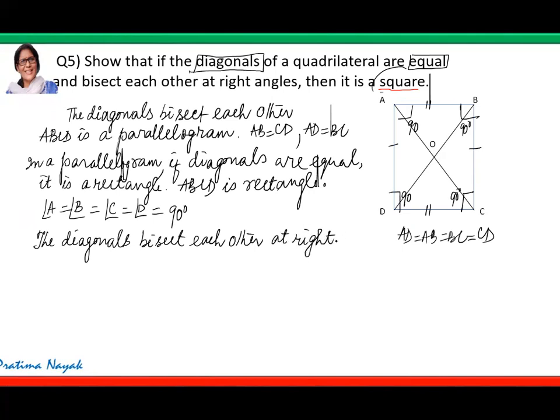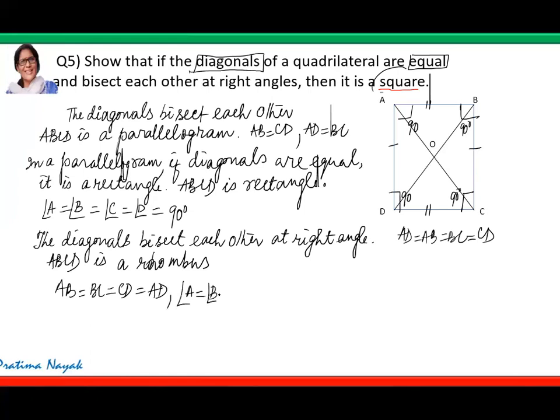So it is a rhombus. This is the property or definition of a rhombus. So ABCD is a rhombus. When ABCD is a rhombus, all sides are equal. So I write AB is equal to BC is equal to CD is equal to AD. So all sides are equal, all angles are equal, then it will be a square. ABCD is a square.